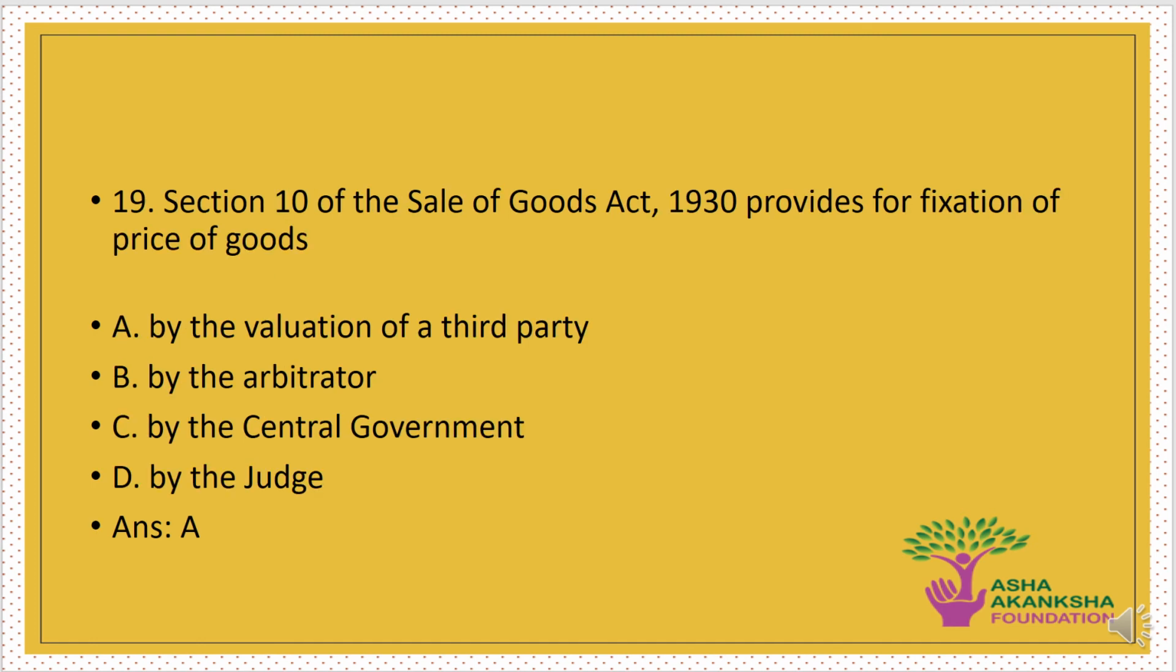The next question is: Section 10 of the Sale of Goods Act provides for the fixation of price of goods A. By the valuation of a third party, B. By the arbitrator, C. By the central government, or D. By the judge. The correct answer to this question is option A, that is, Section 10 of the Sale of Goods Act 1930 provides for the fixation of price of goods by the valuation of a third party.